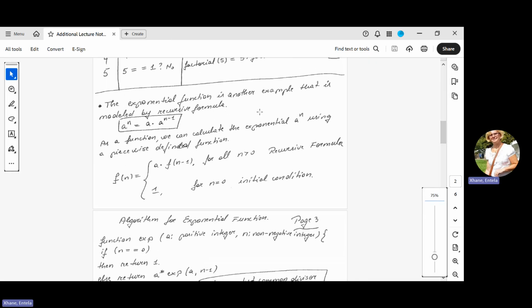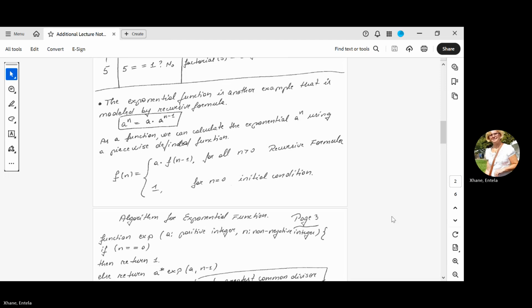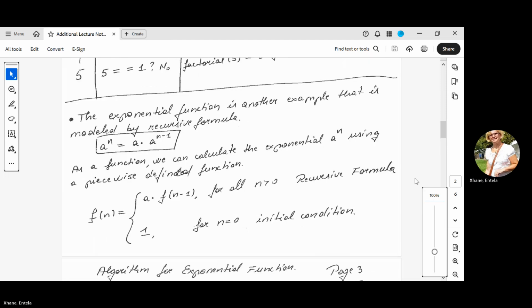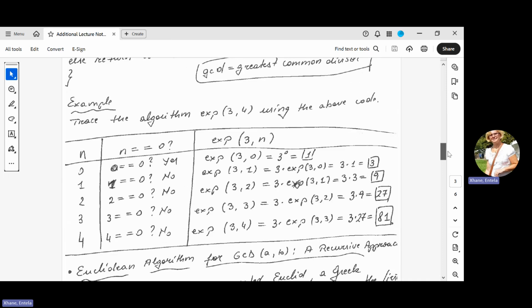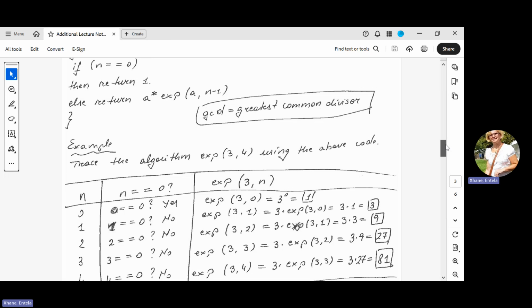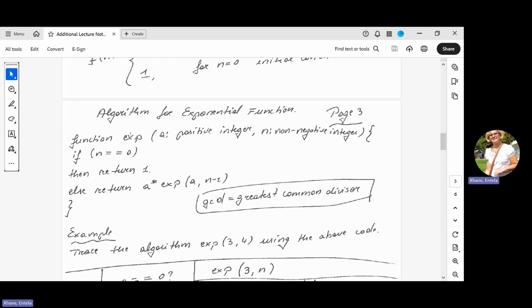So now let's transition to this recursive formula and look at one example. We are going to trace the algorithm. The exponential algorithm is function exponential, where a is a positive integer. This positive integer must be different from 1. a represents the base of the power, and n is a non-negative integer representing the exponent. When we say non-negative, this is 0 and positive.